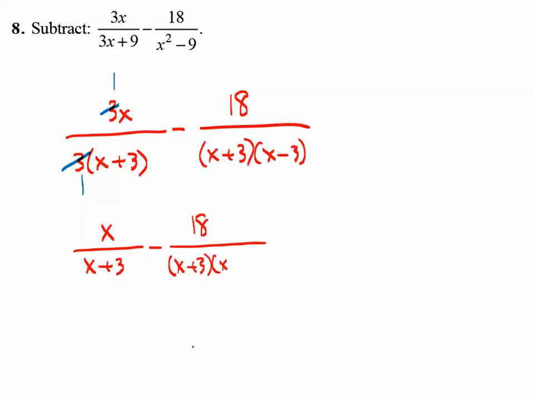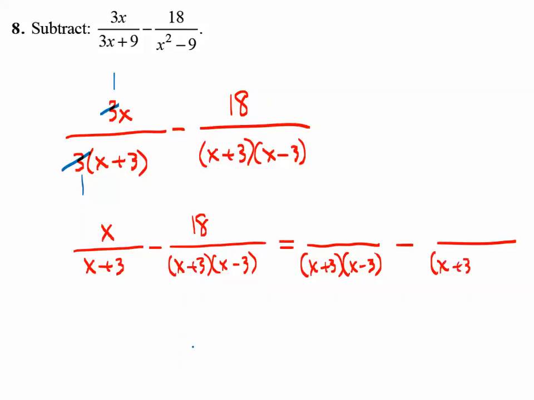Okay, so now we got rid of those 3's here. Now the question is, what's my common denominator? Yeah, I need the x plus 3. I also need the x minus 3. I need both of those. So x plus 3, and then the x minus 3. That's what I need.